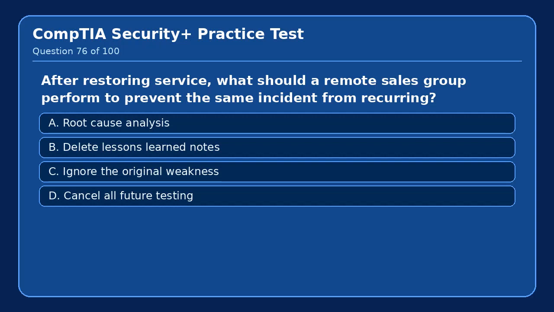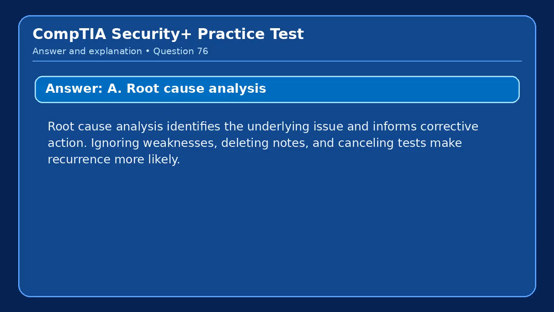Question 79. If a call center can lose at most 15 minutes of data, which metric is being defined? A. Mean time to repair. B. Mean time between failures. C. Annualized rate of occurrence. D. Recovery point objective. Take a moment to choose your answer.